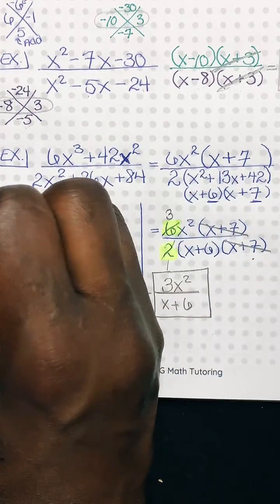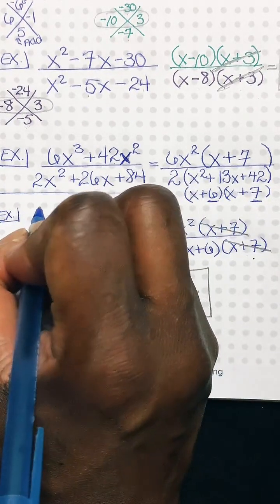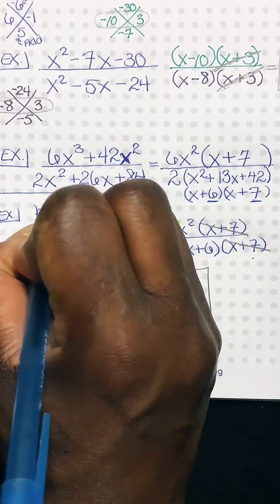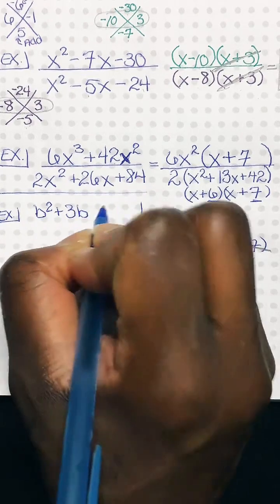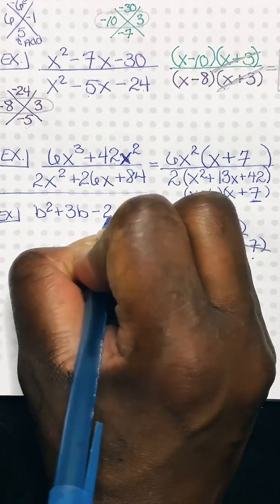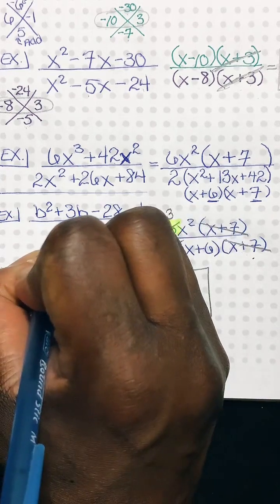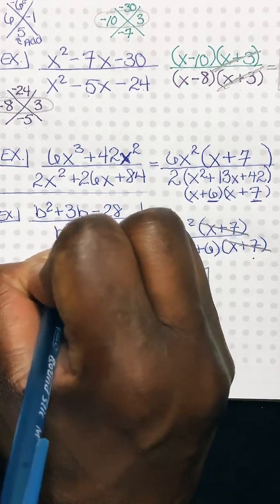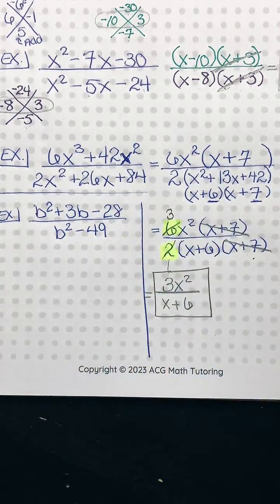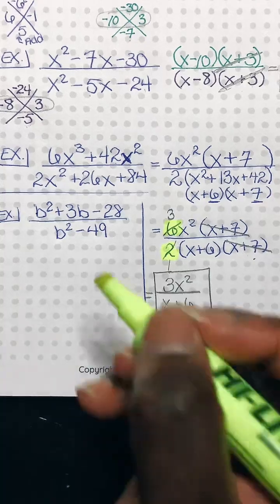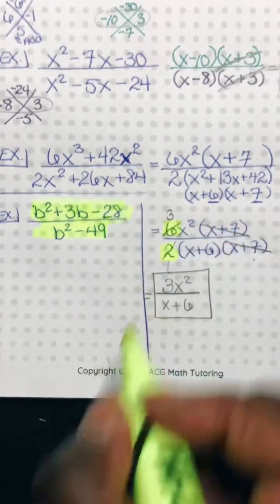I'll give myself a little bit of room. So if I had, let's say, b squared plus 3b minus 28 over b squared minus 49. Okay, so this is the one that we're doing now.